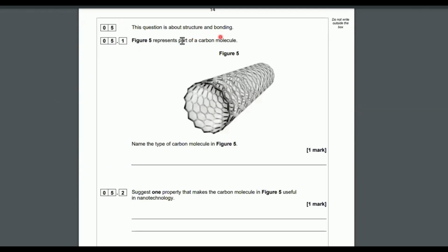This question is about structure and bonding. Figure 5 represents part of a carbon molecule. Name the type of carbon molecule in Figure 5. 1 mark. This is actually called a carbon nanotube. You could call it a fullerene. Hopefully, both of those will get you the mark. Certainly, fullerene will. This is definitely a fullerene.